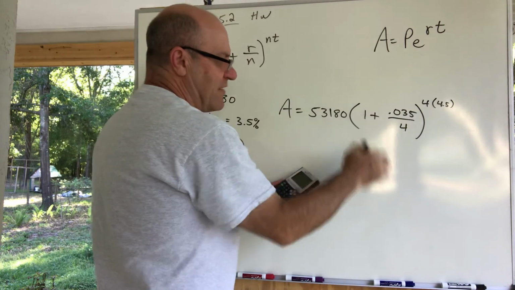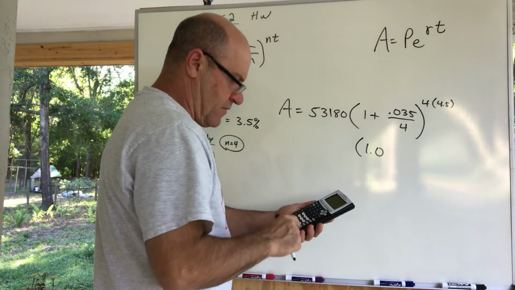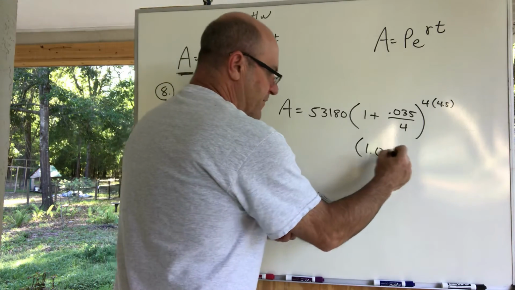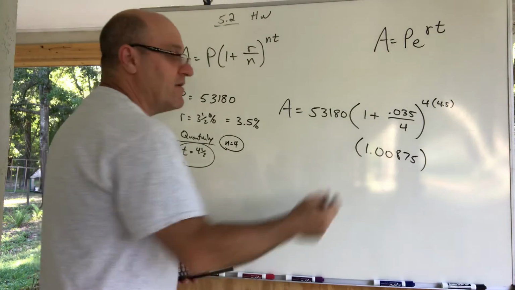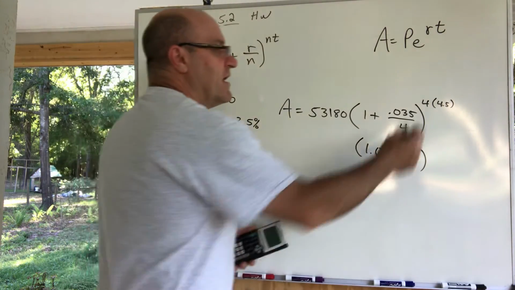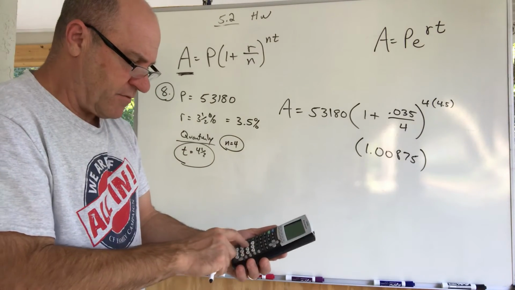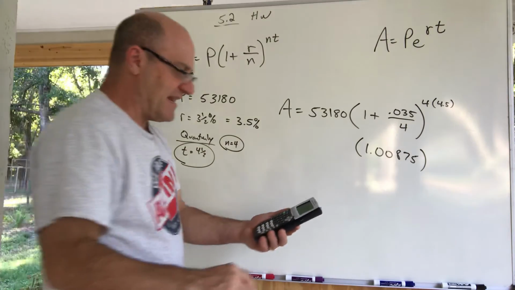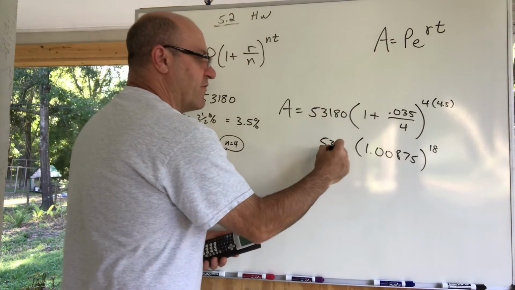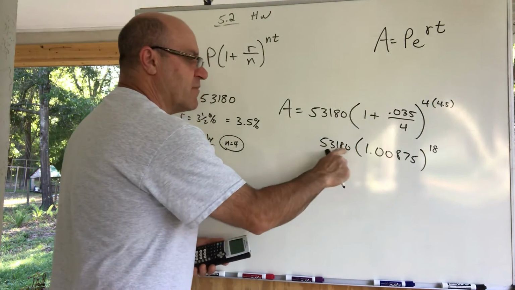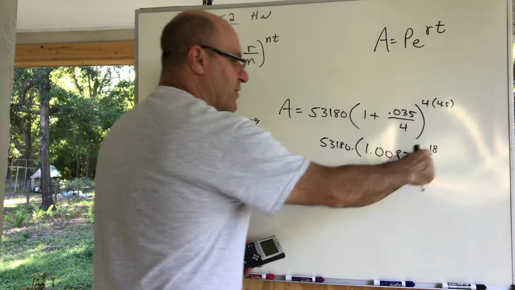Of course, then you add it to 1. So you get 1.00875. My advice is do not round that number. That number highly affects the answer. It's raised to the 4 times 4.5. 4 times 4.5. That's an 18. That's nice. And then this number's in front. Don't raise this. This is not raised to a power. This is waiting out front. This is the base. This is the exponent.